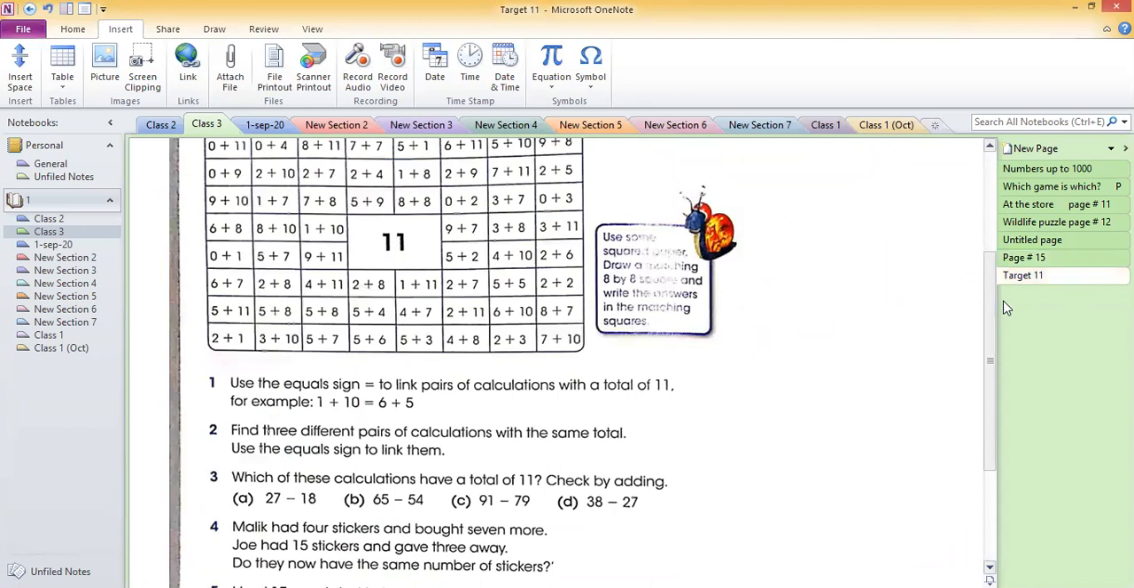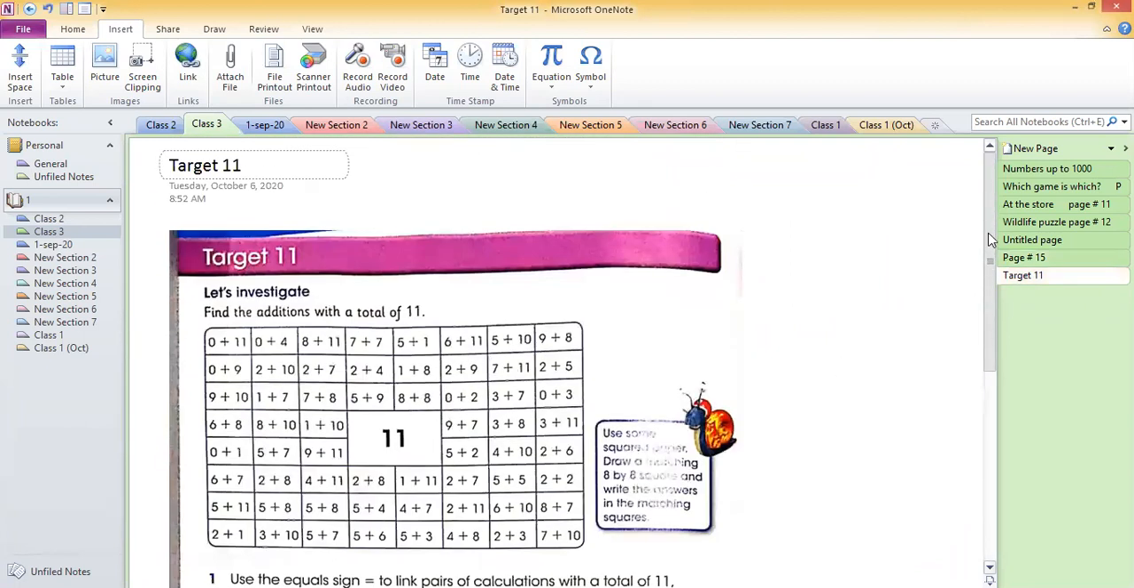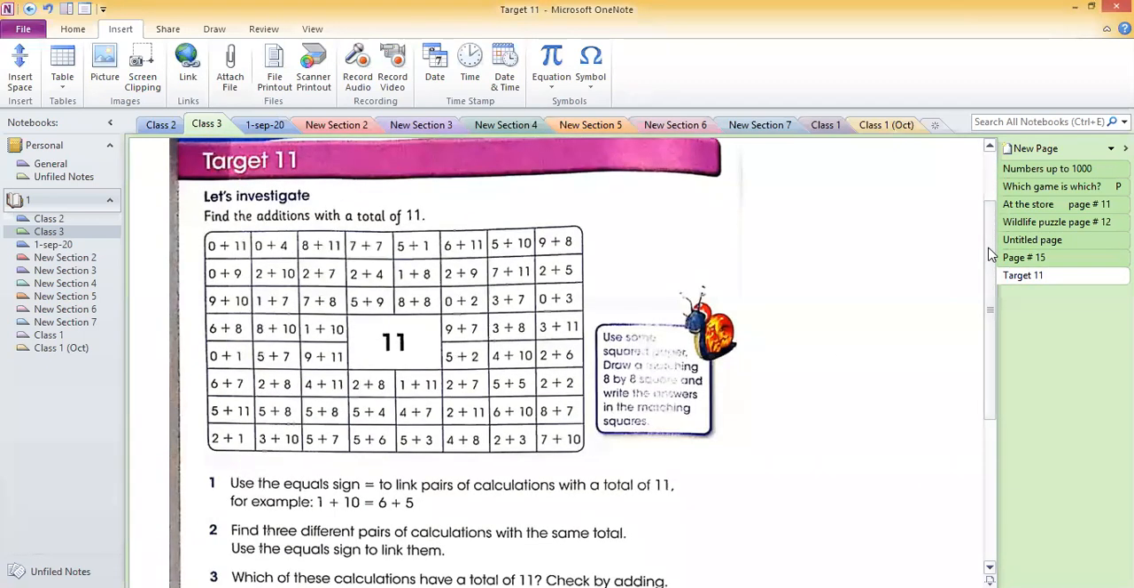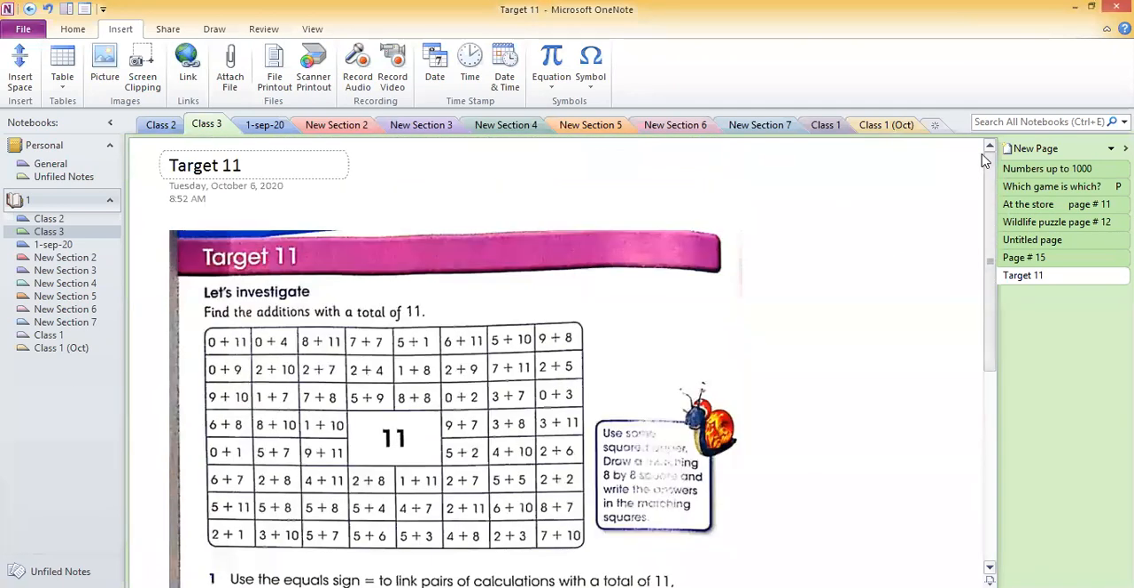This is the page number 15. Can you see page number 15 on your screen? Target 11? Yeah, 16, not 15. This is page number 16, sorry. Yes, can you see page number 16? Yes, sir. It's a new topic, Target 11. All right, I'm going to mute all of you for a while and then I'll explain what you have to do. Sir, can you open my mic? I want to tell you something. You're speaking without opening your mic, okay?